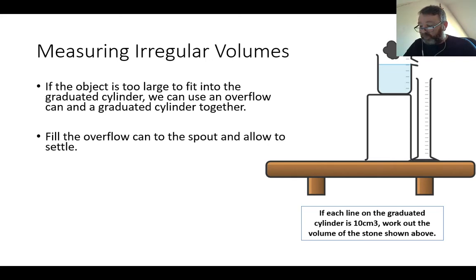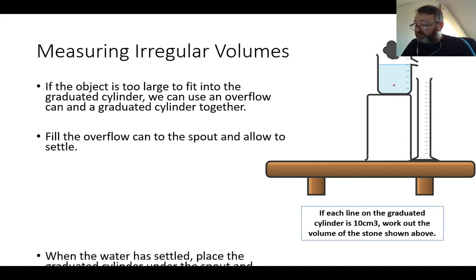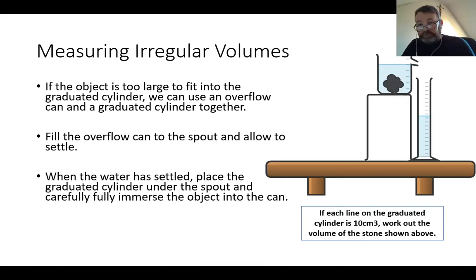Now, what does an overflow can look like? Well, there it is. It looks like a beaker, but it has a spout. What you do is you fill the overflow can right up to the spout itself. Allow it to settle. Then you dump your object in like this, and watch what happens. Splash. There it goes. What's happened?